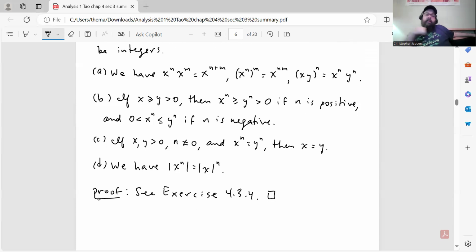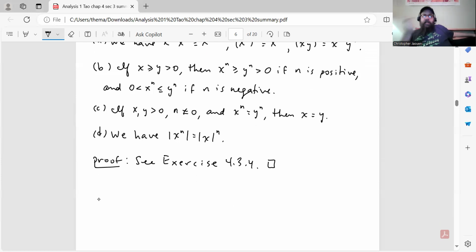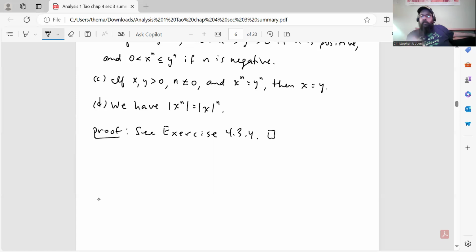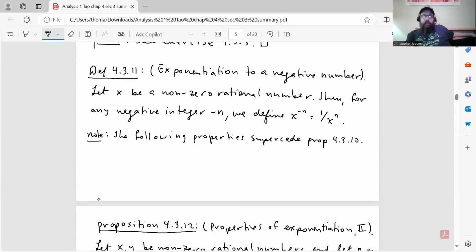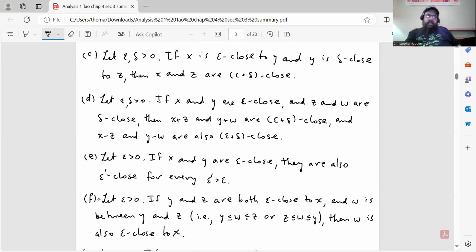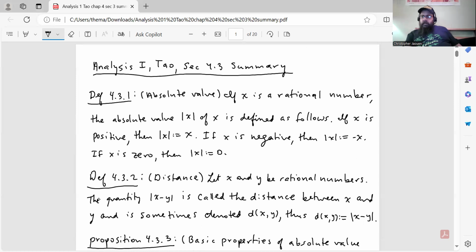Part C, if x, y greater than 0 and not 0, and x to the n equals y to the n, then x equals y. Notice here x, y have to be positive for this to work. And part D, we have the absolute value of x to the n equals the absolute value of x raised to the n power. And again, this is a proposition that we'll have to wait to prove in the exercise set. That'll be exercise 4.3.4. And I guess that's it. So like I said, it's actually kind of short, this section. I thought it was longer than it actually is.